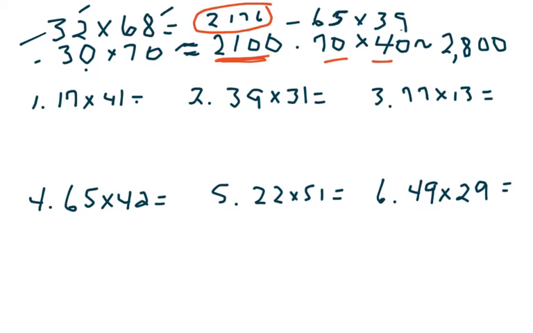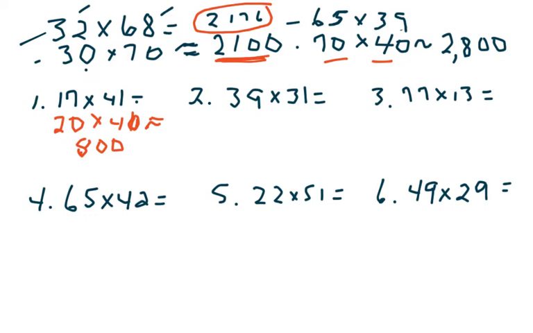Okay, 17 times 41. Well, 17 is between 10 and 20. It's closest to 20. So the estimate would be 20. 41, round it down to 40. It's about... 2 times 4 is 8. 10 times 10 is 100. The estimate would be about 800.